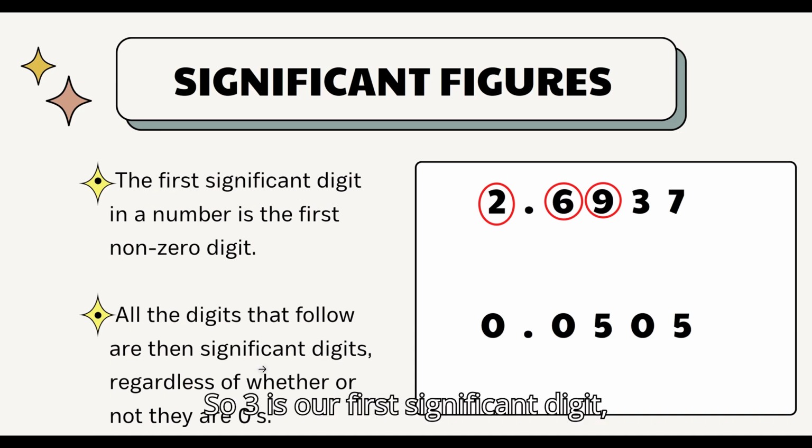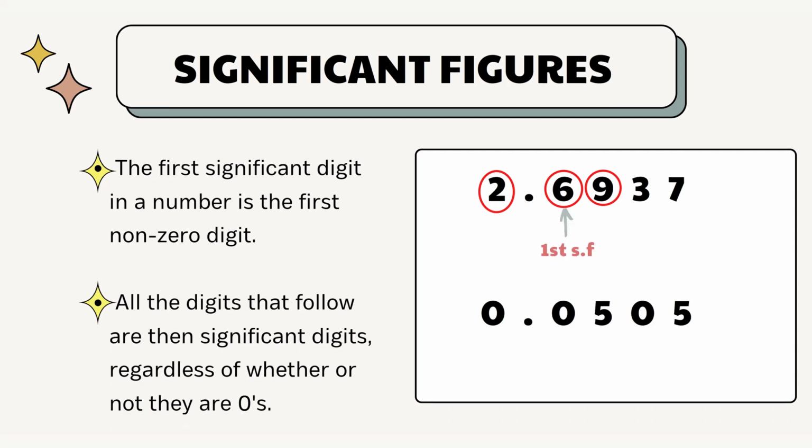So 2 is our first significant digit. Then 6 is our second. And 9 is our third.